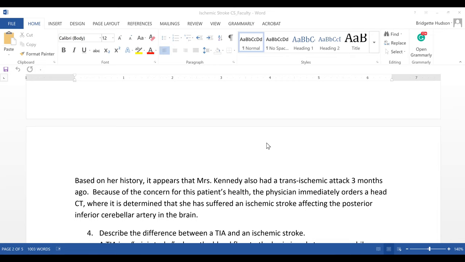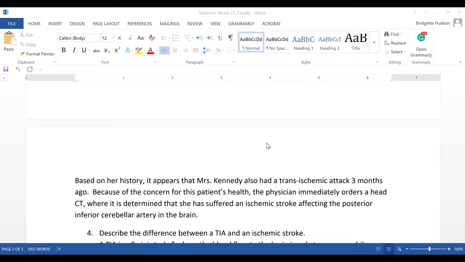Can the TIA be reversible without meds? Yes, because the patient starts to get better either with oxygen or something of that nature. But any deficits that they would have had would have been resolved within a 24-hour period. Whereas if you have a stroke, even if the patient has resolution, it won't happen within 24 hours. It may happen in 48, 72, 96 hours. Does that make sense? So it's kind of a warning sign that if we don't make some changes now, then we may actually end up having the stroke.